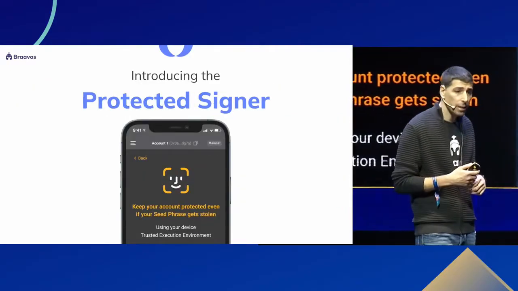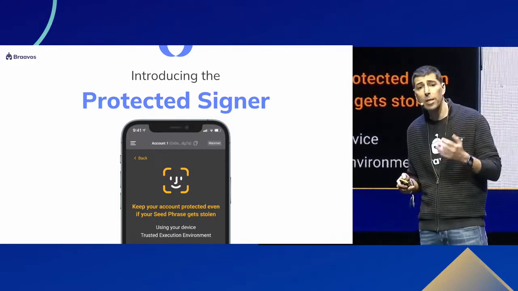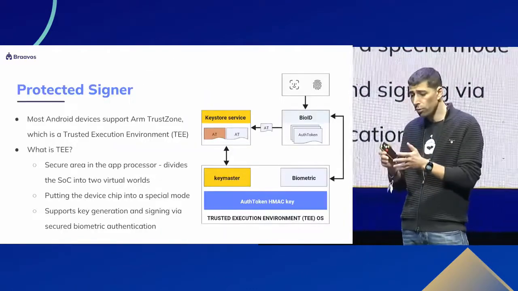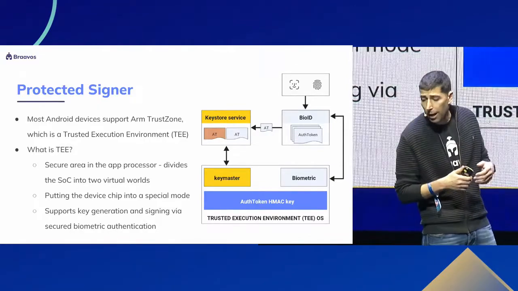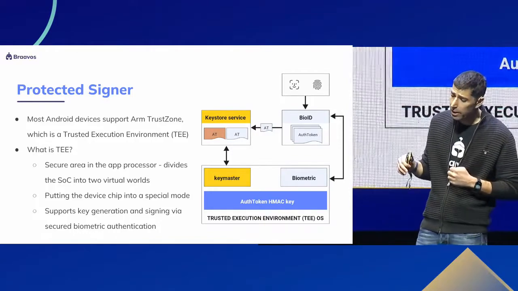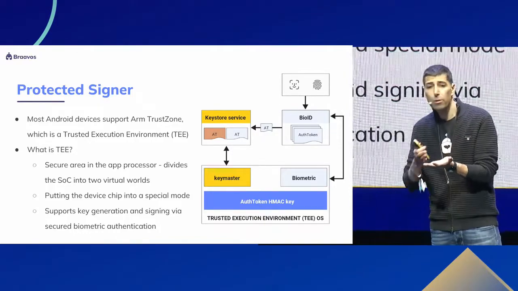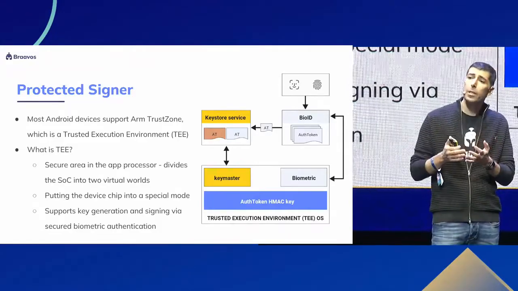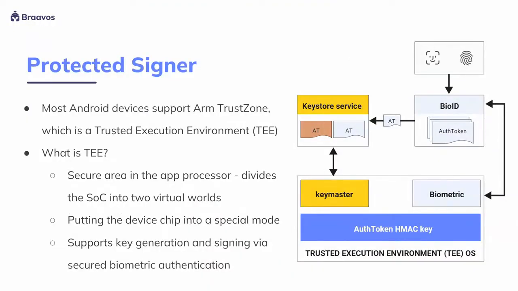For that, we introduced the protected signer. The protected signer has the same idea as the hardware signer, but since we don't have a dedicated security module on the mobile device, we use something called ARM TrustZone. TrustZone is a trusted execution environment, which means that we take the physical processor and divide it into two virtual worlds: one is the normal world, and the other is the secure world. All our cryptography can be done in the secure world, including the biometric authentication. That's not as strong as the hardware signer, which is a completely different module that runs on a secure enclave or a Titan M2 chip. This is done on the same application processor, but it still gives a much higher level of security to the user.